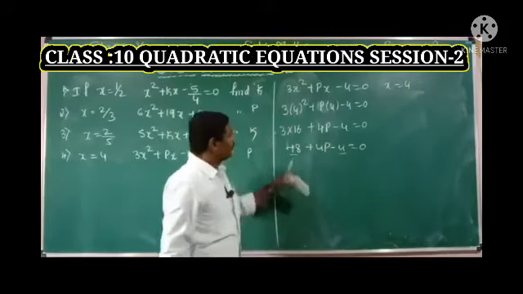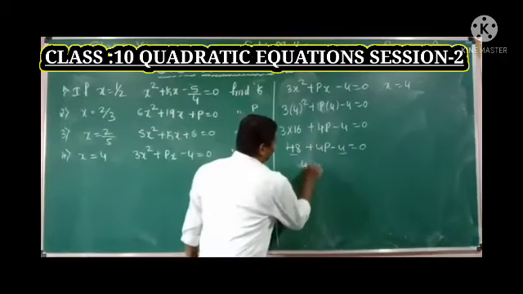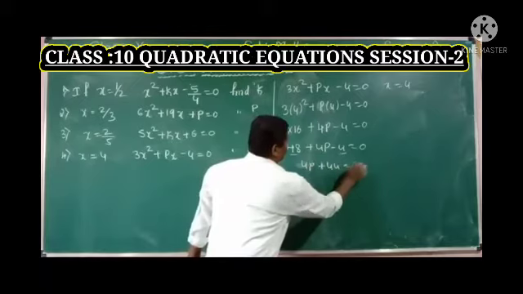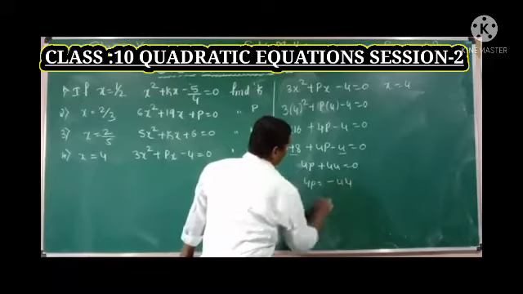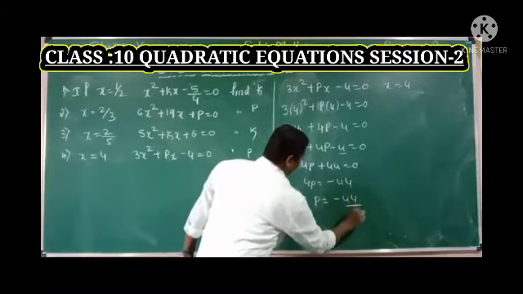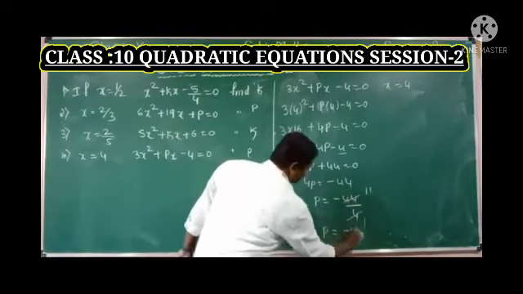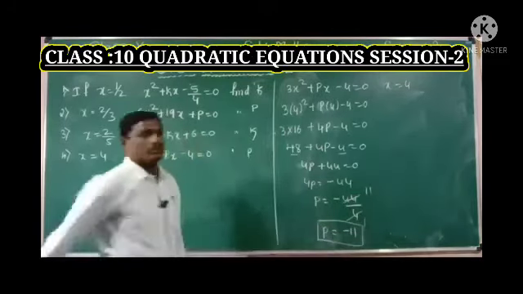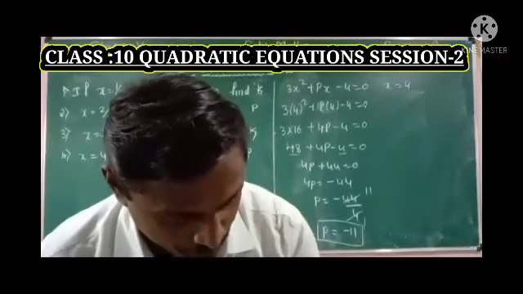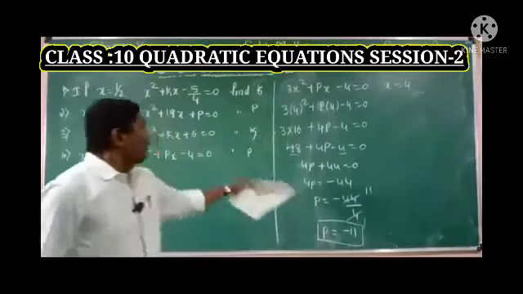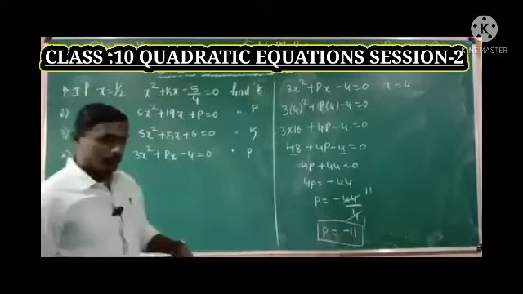First simplify the numerical values as constant values. 48 minus 4, 44. So 4p plus 44, which is equal to 0. Now 4p is equal to, take this 44 to RHS side, minus 44. Now p is equal to minus 44 divided by 4. 4 ones are 4, 11s are 44. So remaining negative sign as it is. Therefore the p value is minus 11. So these are the unknown values of the quadratic equations.